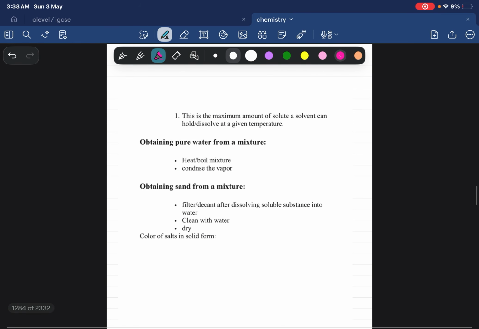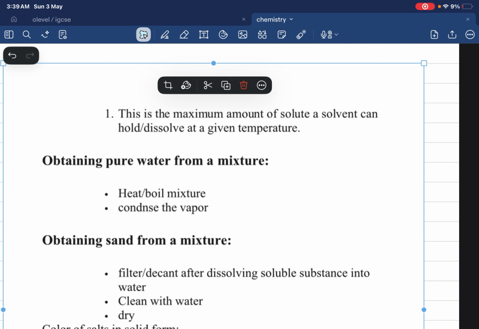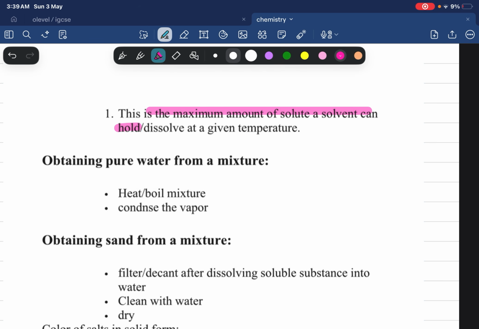Okay, define solubility. It's the maximum amount of solute dissolved in a solvent at a given temperature. That's the solubility. Because if you increase the temperature, then obviously more solute will dissolve. Why? Because when you increase the temperature, you increase the spaces between the water molecules. So now more solute can dissolve in it.